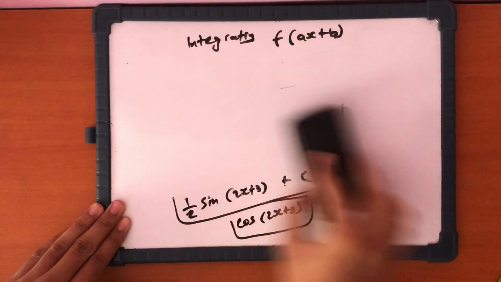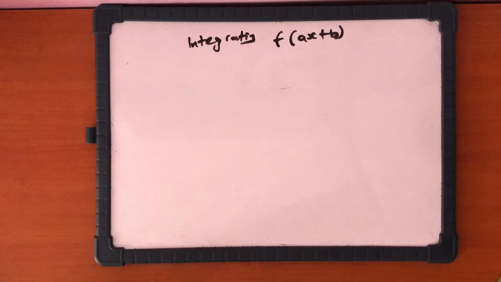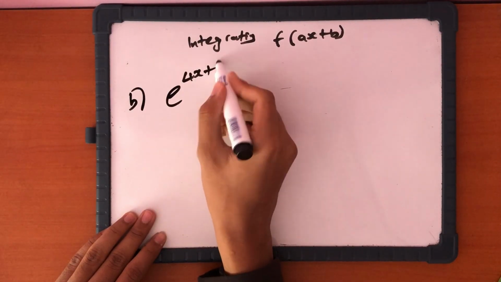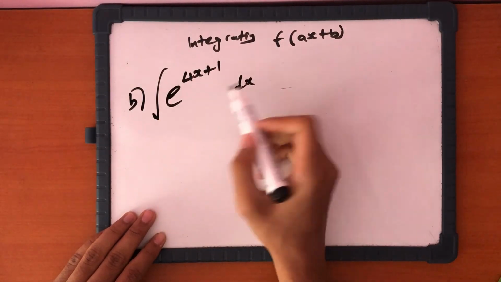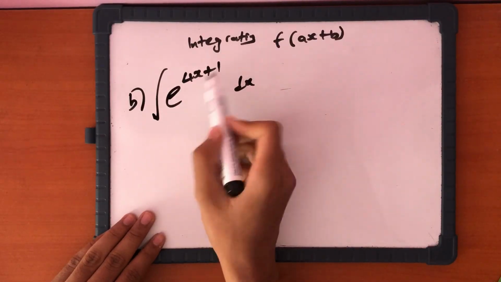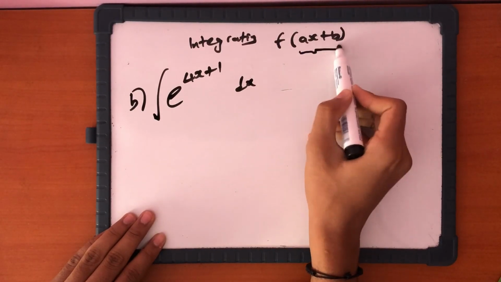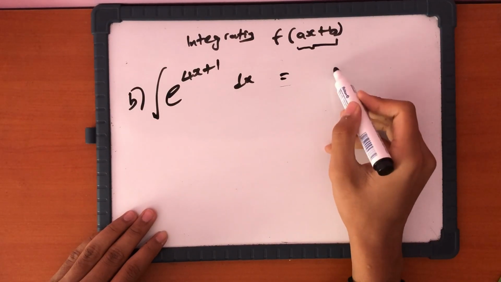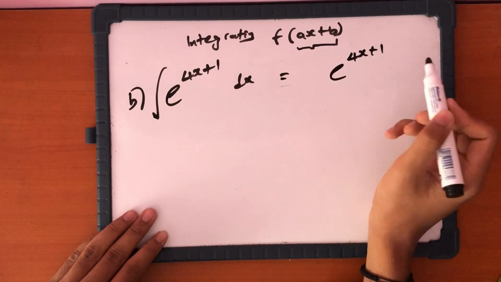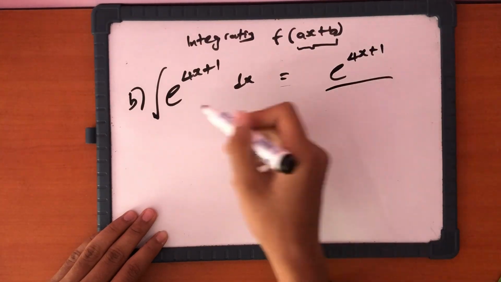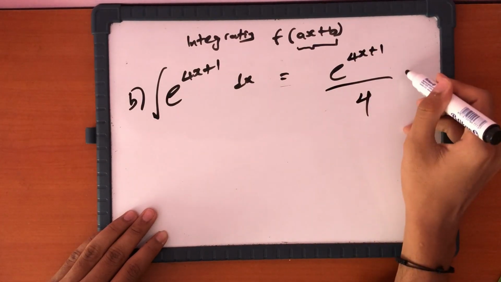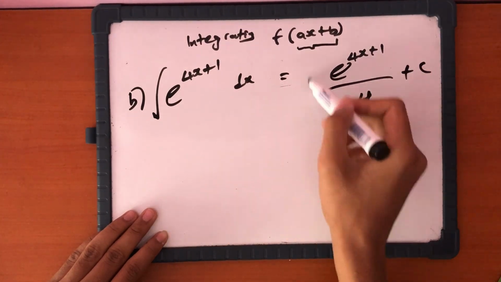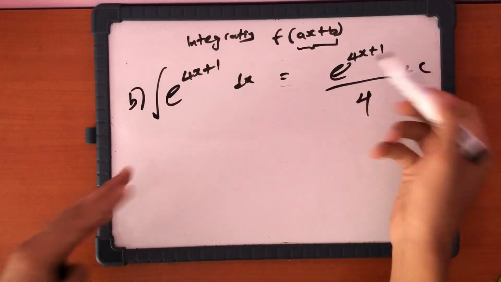So that is a key and very basic application of reverse chain rule. So example 2, the integral of e raised to 4x plus 1. The outside function is e, the inside function is 4x plus 1. When we integrate this, the outside function remains the same, and then you divide by the derivative of the inside function, 4, plus c. The outside function remains the same because the integral of e raised to x is e raised to x. So e raised to this will also become that.